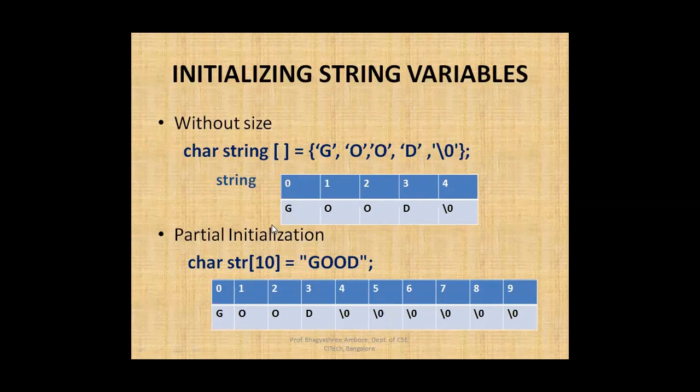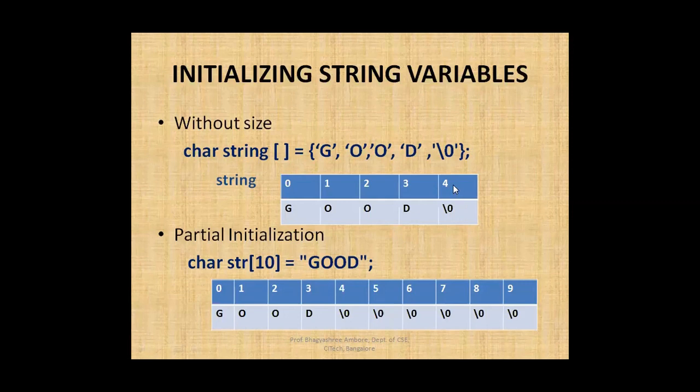Now we'll see partial initialization. What is the meaning of partial? We have said that there are 10 characters, but we have given only a part of it. Partial values we have given, and the rest we have left blank. We have not given anything. In that case, what will happen? All these characters will be placed from the beginning. That is, str of 0 will be filled with G, sorry, O, O, D, and the end will be marked with a null, and the rest will be filled either with null or a garbage value. Usually we consider everything will be filled with a null. This is the partial initialization.